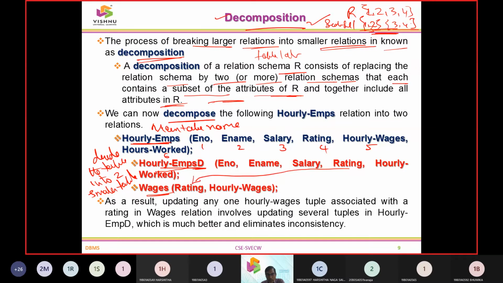Now how am I going to relate table 1 with table 2? Now I am going to distribute table 1 and table 2, right? But now how am I going to relate them? I am going to relate using rating. So using rating as a reference key, now we distribute the table into 2 parts. Using rating as a reference key, now we are going to divide this into 2 parts.